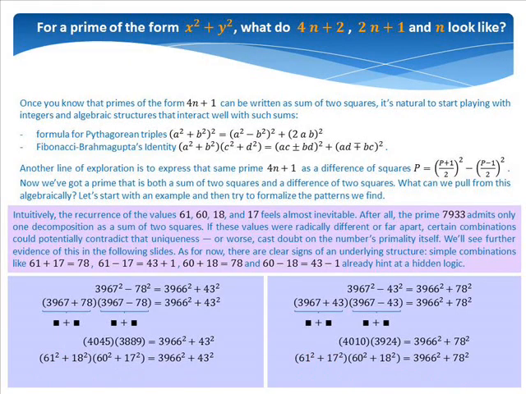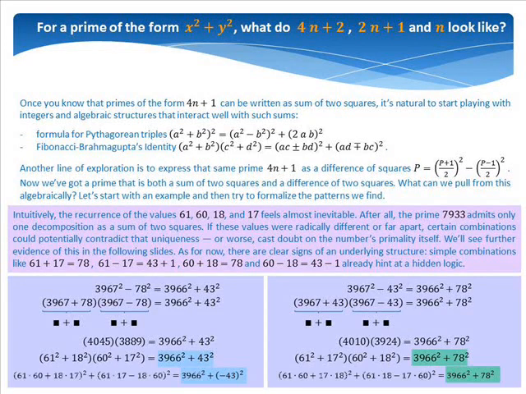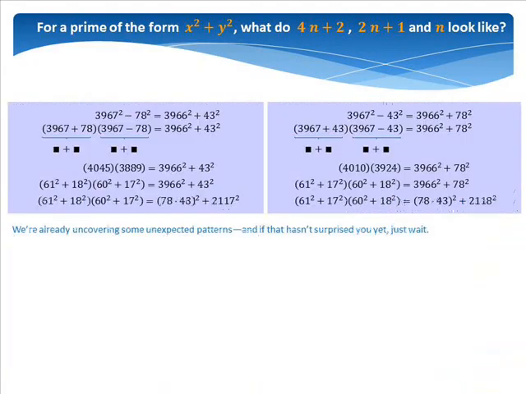Here's more evidence. Since we're dealing with products of sum of two squares, we compute both possible decompositions. For the left equation, one solution is expected: 3966 squared plus 43 squared. But the other, surprisingly, involves the same numbers by which 7,933 itself can be expressed as a sum of two squares, that is, 78 times 43 squared plus 2,117 squared. The same happens on the right-hand side equation, although this time the second square is 2,118 squared. We are already uncovering some unexpected patterns.